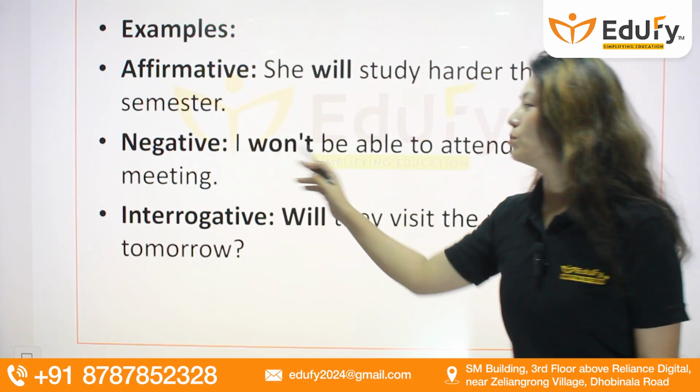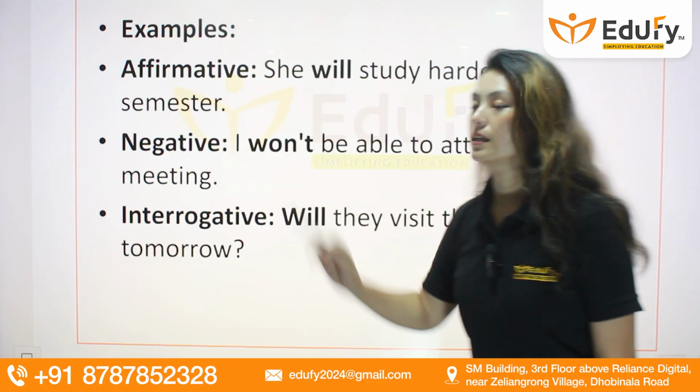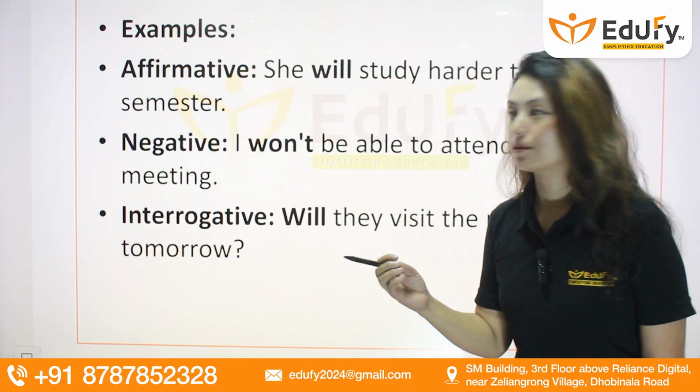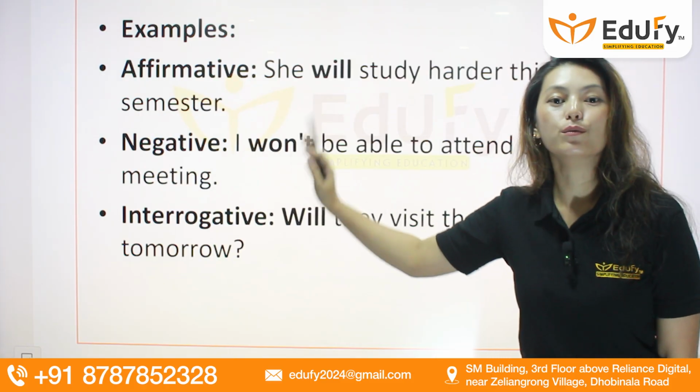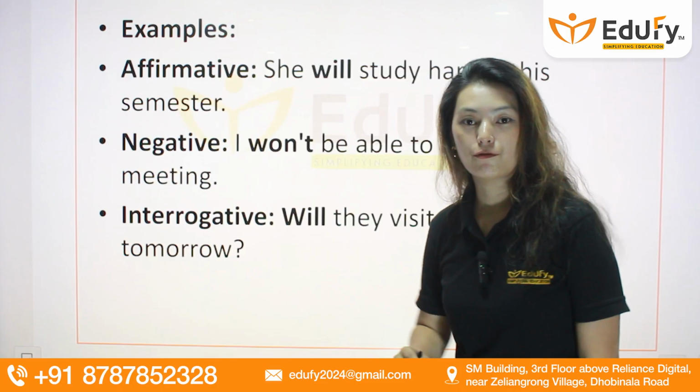Here, I won't means I will not be able to attend the meeting. Attend is the base verb, right? Along with the words I will not. So this is again a simple future tense in the negative form.